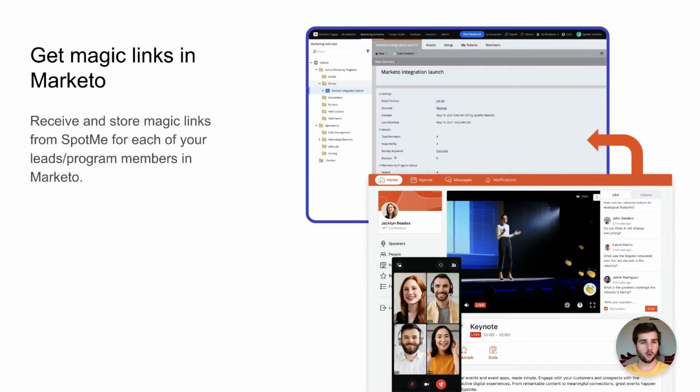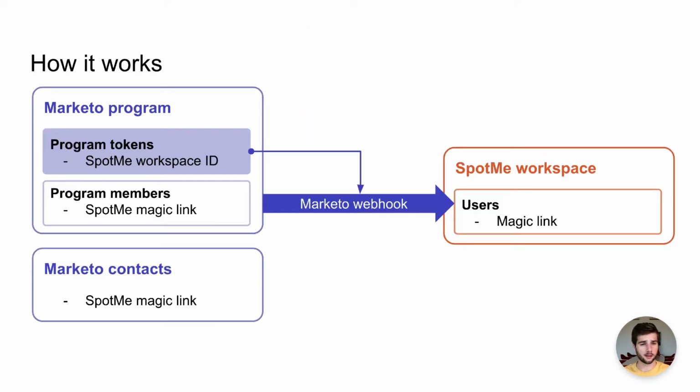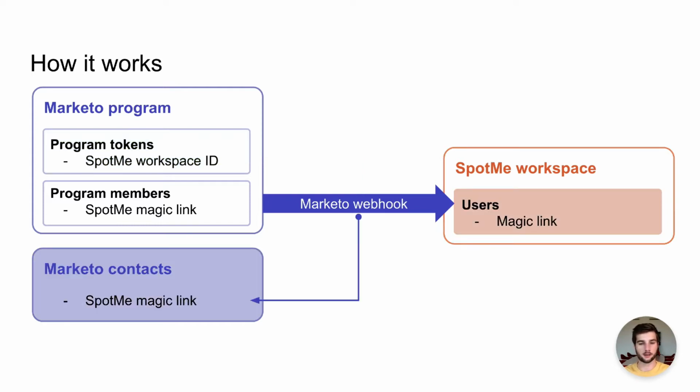Let's quickly also recap how this is technically going to work. We are going to set up a new token in each Marketo program that you want to connect with SpotMe. We're going to store the ID of a SpotMe workspace in there, and then the webhook is going to create a new lead in a SpotMe workspace. As this user is created in SpotMe, SpotMe is going to return back the magic link.